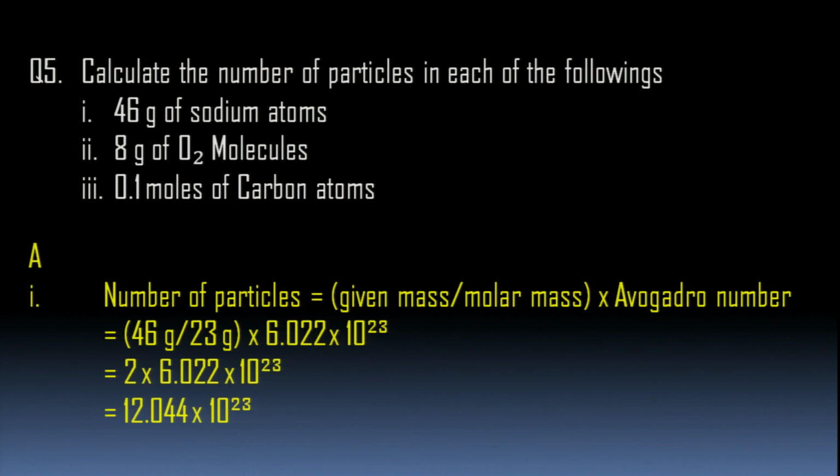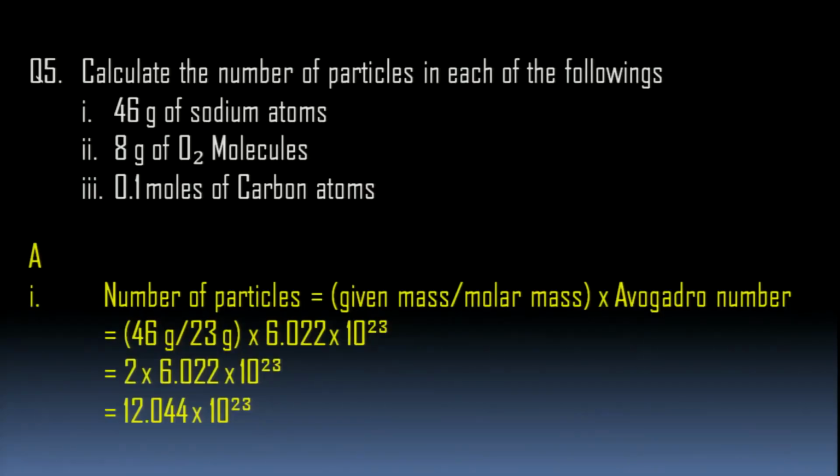What is the molar mass of sodium? Na. Atomic mass is 23 and molar mass is 23 grams. And into the Avogadro's number. And it comes out to be 2 into 6.022 into 10 to the power 23. Just an easy calculation, 12.044 into 10 to the power 23. Okay, children, the screen is there for you for a few seconds. You can note it down.